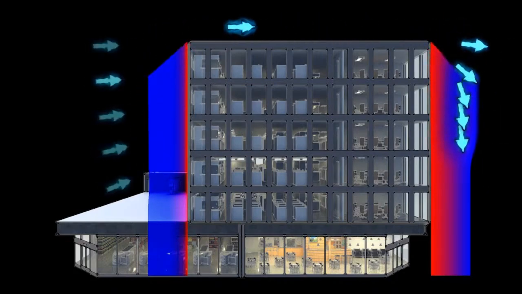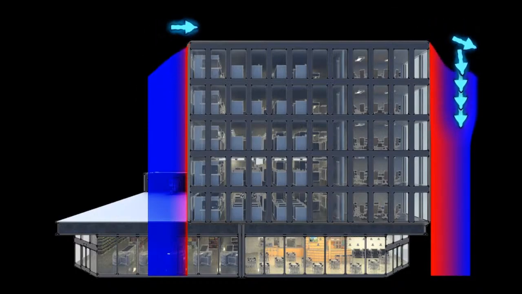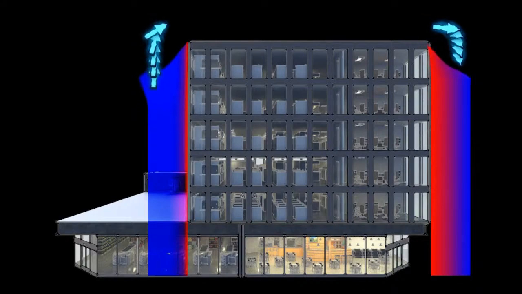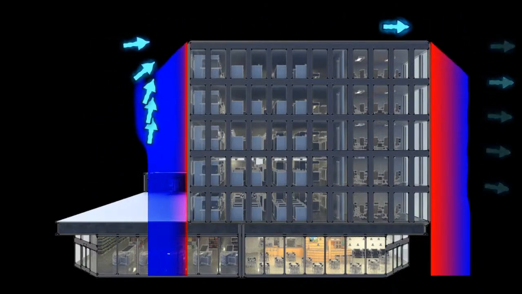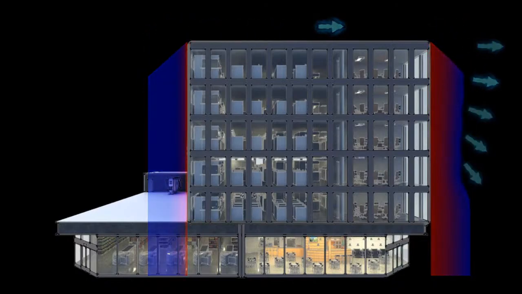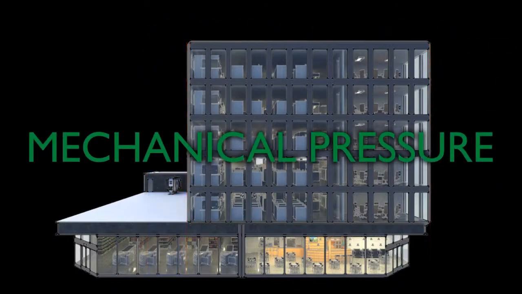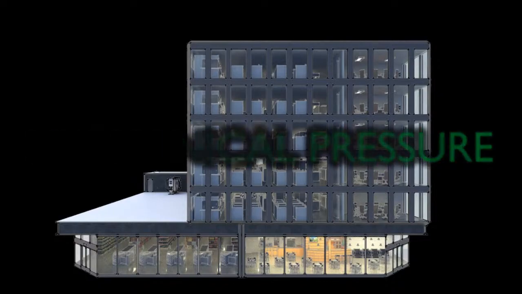Being driven by weather, the directionality and extent of this pressure can vary considerably. We also have to consider the effects of shelter provided by surrounding structures and any variations that may occur between the upper and lower stories of a building. Mechanical pressure. The final air pressure driver is mechanical pressure, associated with ventilation and air conditioning systems.